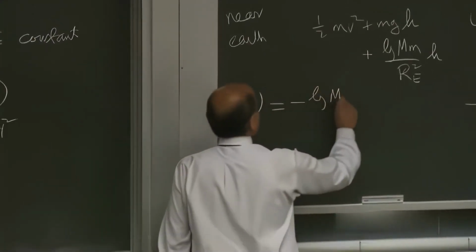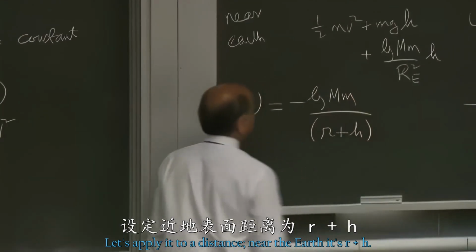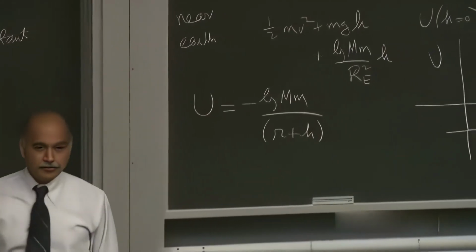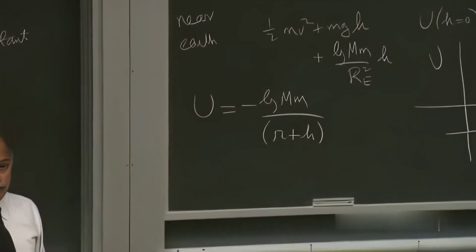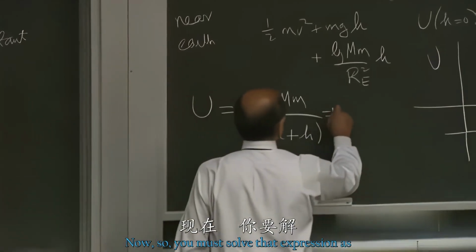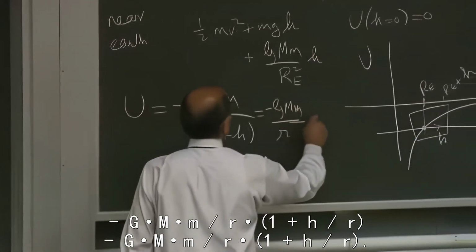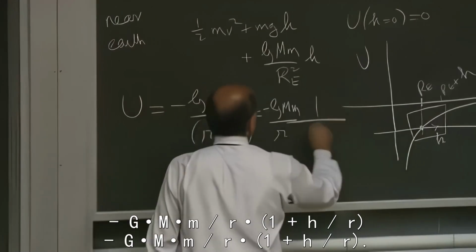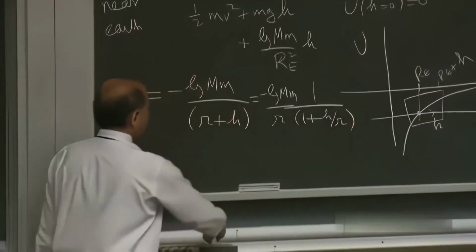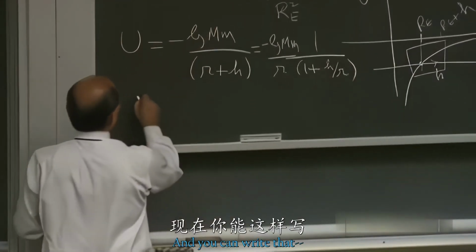So let's take the master formula for the potential energy. Write it as minus GMm over distance. Let's apply it to a distance near the Earth, which is r plus h. That's what we're trying to do, right? Now, you massage that expression as minus GMm over r times 1 plus h over r. That is just a rewriting of this.